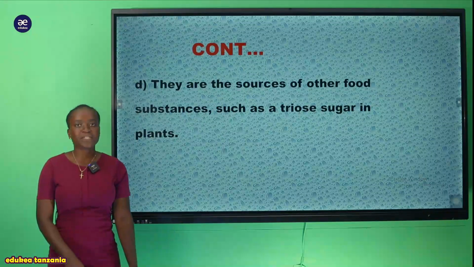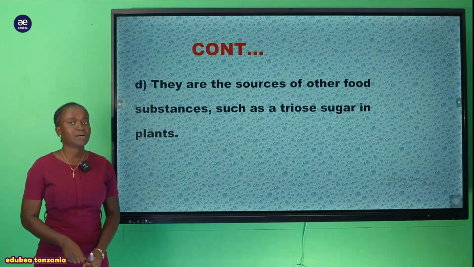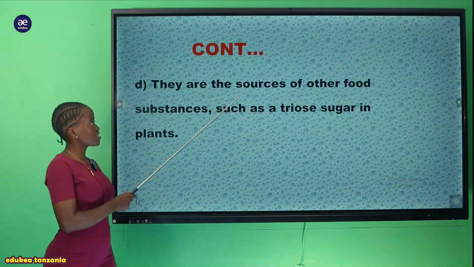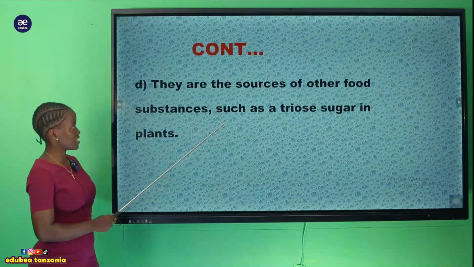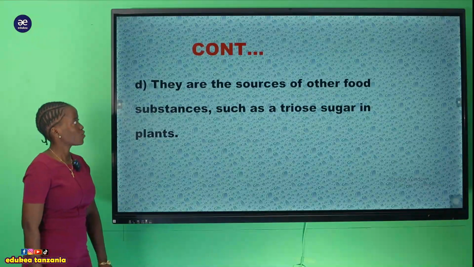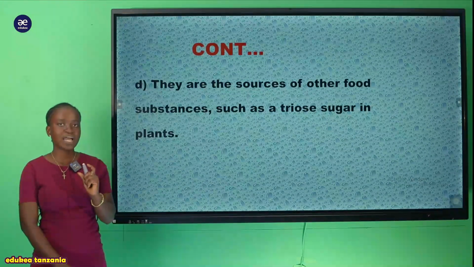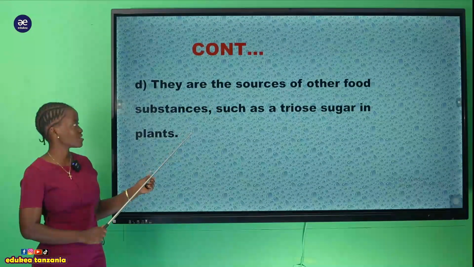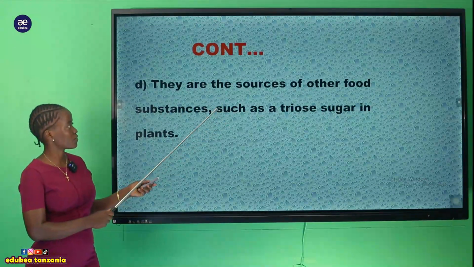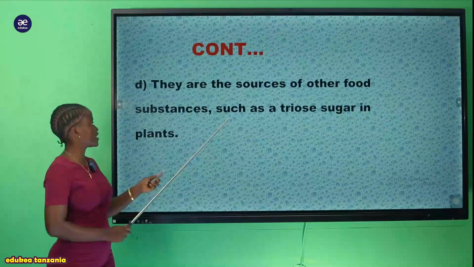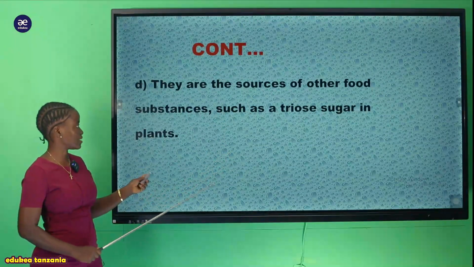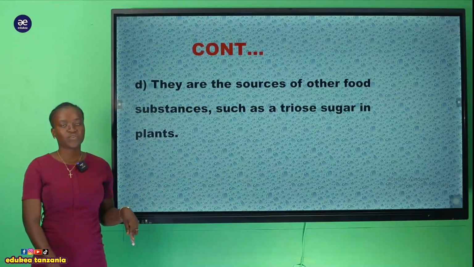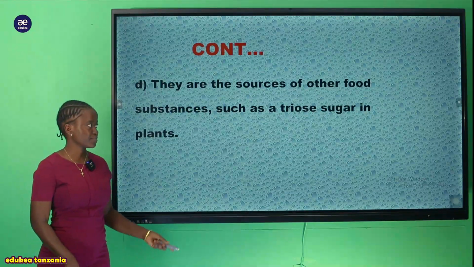We have another importance or another function of the carbohydrate. That is, they are the source of other food substances such as triose sugar in plants. Kwa maana kwamba hizi carbohydrate ambazo tumeshazisoma, they are source of food for substance. They are source of other food substances such as triose sugar in plants. So most of these carbohydrates, they are source of food to other living organisms.